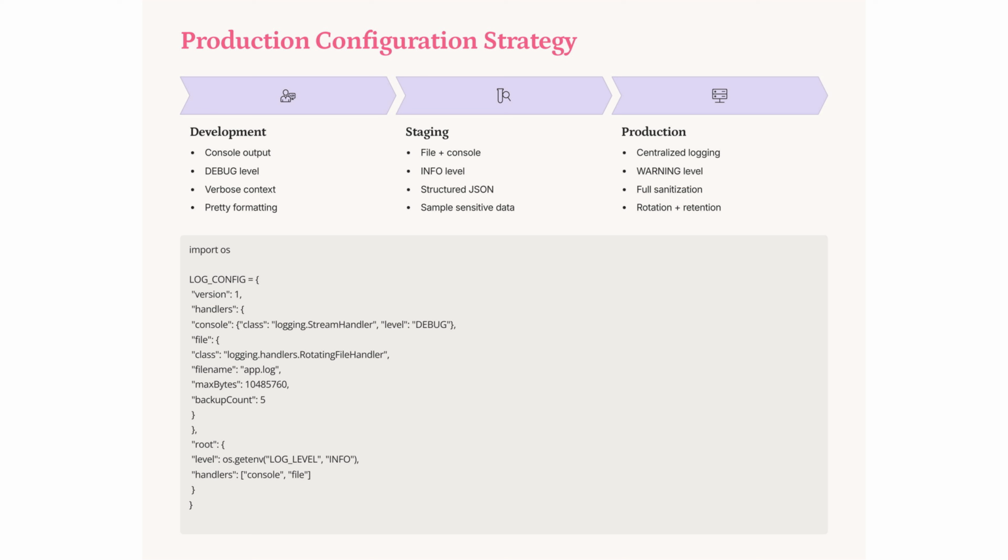In development, use console output with debug level for verbose context and pretty formatting. Staging requires file and console logging at info level with structured JSON and sample-sensitive data. For production, centralized logging at warning level ensures full sanitization with log rotation and retention. Configure using log config for streamlined management across environments.